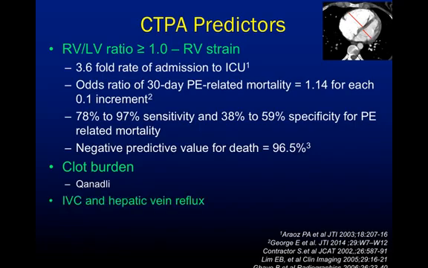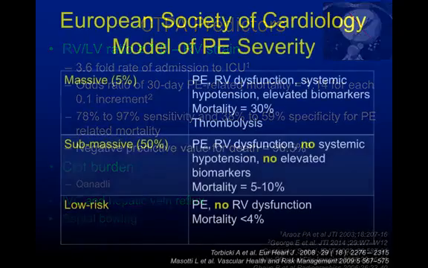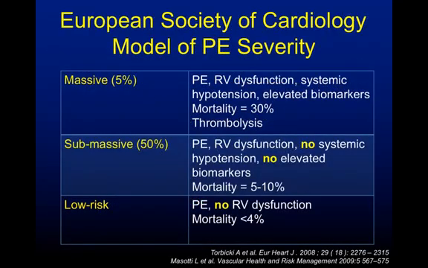Other parameters, including the clot burden, many scores have been developed. Canadley is one of them. IVC reflux and hepatic vein reflux, so contrast refluxing in these veins, and septal bowing. These have all been investigated and have been shown to be less useful than the right ventricular to left ventricular ratio. So the European Society of Cardiology developed a model of PE severity, which includes imaging features. These can be seen on either echo or CT.